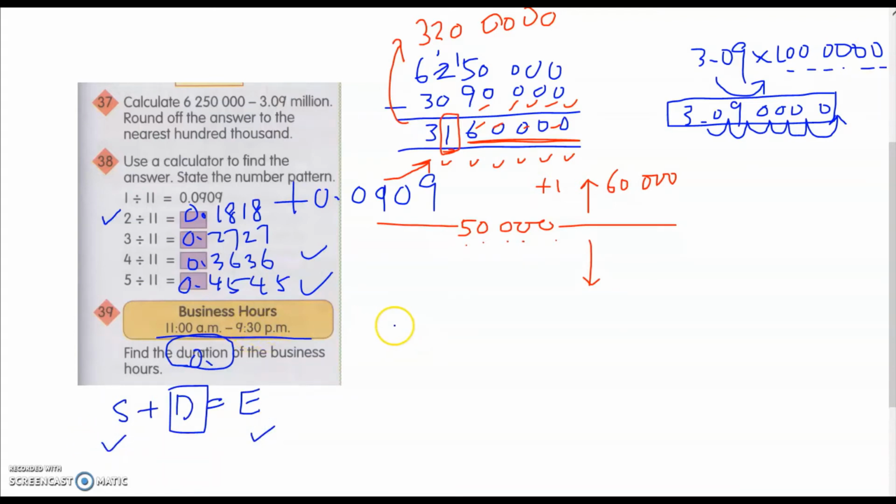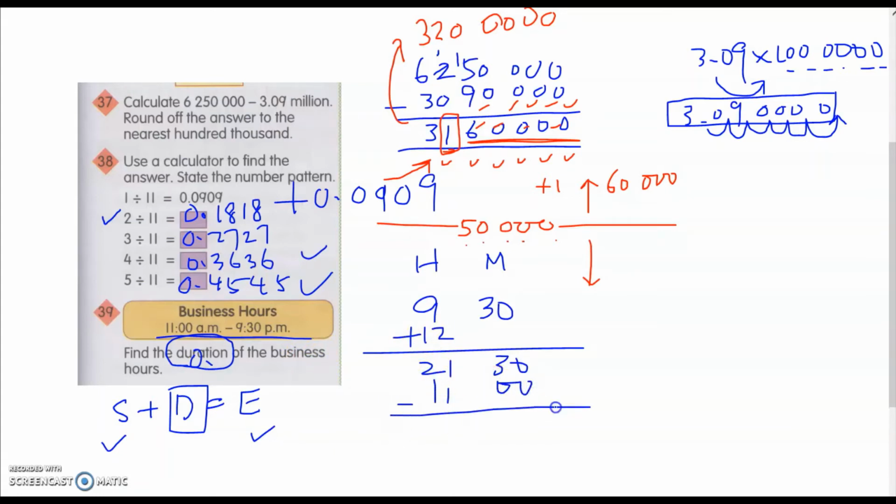So 9:30 p.m. we can change to 24-hour format. This is hours, this is minutes. So 24-hour format with plus 12 hours. So we get 21:30, right? Then we minus the starting time, the opening hours is 11 o'clock. So 11:00. Then we get 10 hours 30 minutes. So the duration is 10 hours 30 minutes.